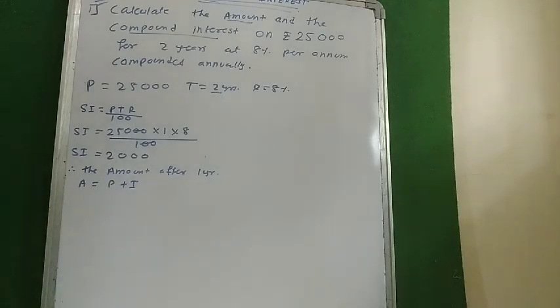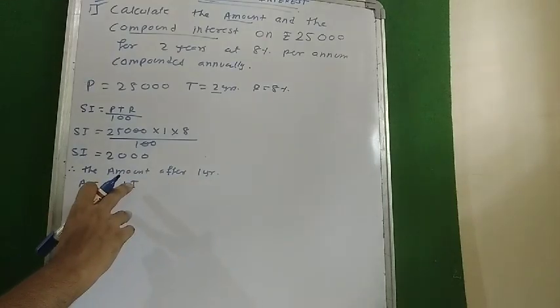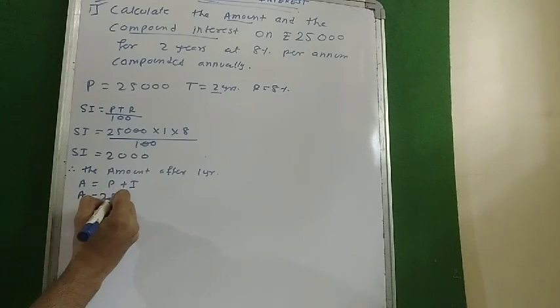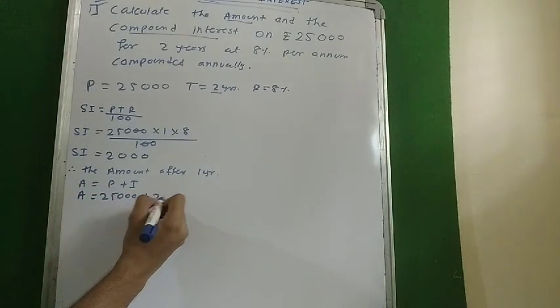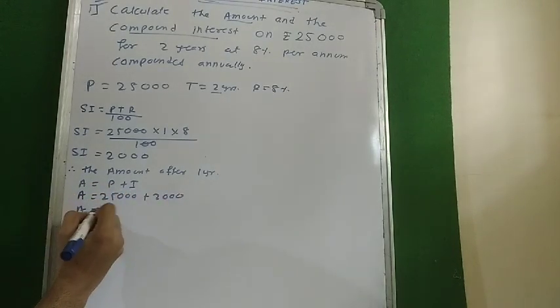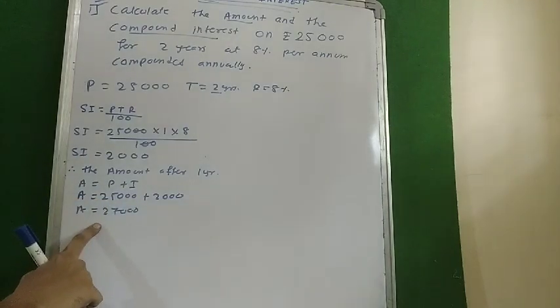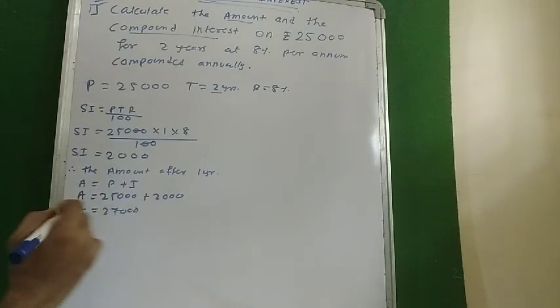Okay, what is the amount? The amount is what we are going to get after the expiry of a certain period. So after 1 year I am going to get 25,000 plus 2,000. So the amount will be 25,000 plus 2,000, so it is 27,000. Okay, the amount at the end of the first year is the principal for the second year.